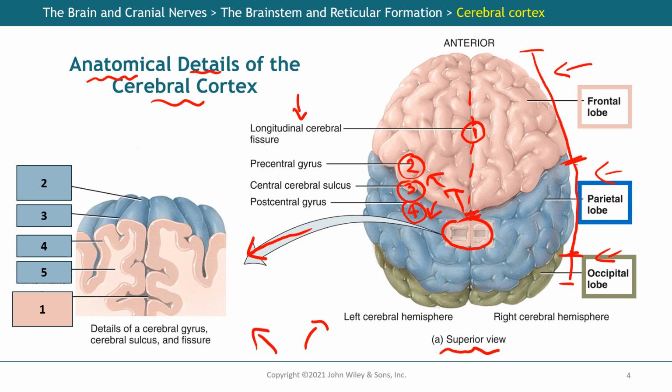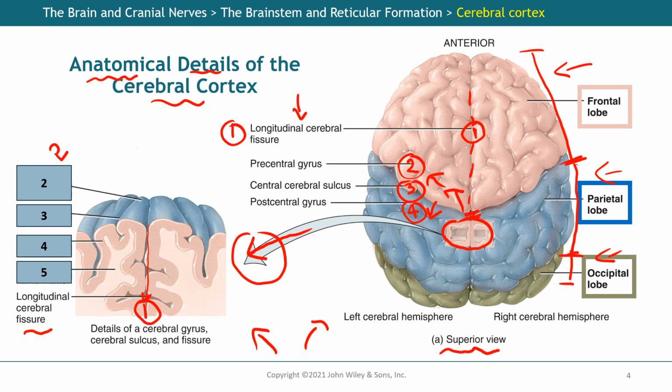And now we're going to focus on this second diagram where we zoom in. And here you see again, this is not a superficial groove, this is a deep groove. And this one will be the longitudinal cerebral fissure that we saw in the beginning. So here this will be number one, the longitudinal cerebral fissure.